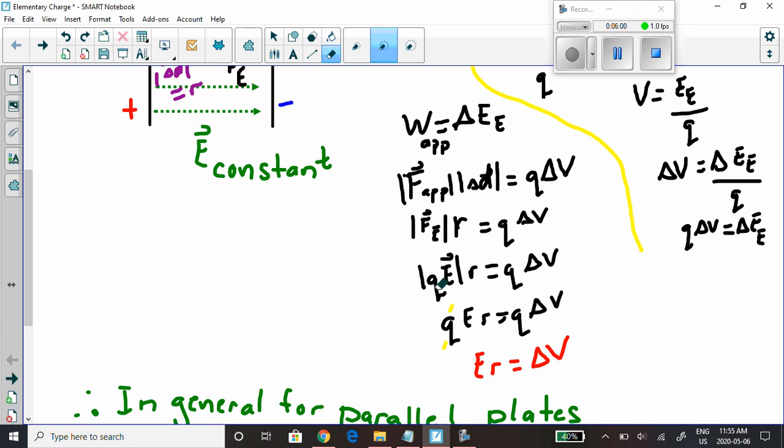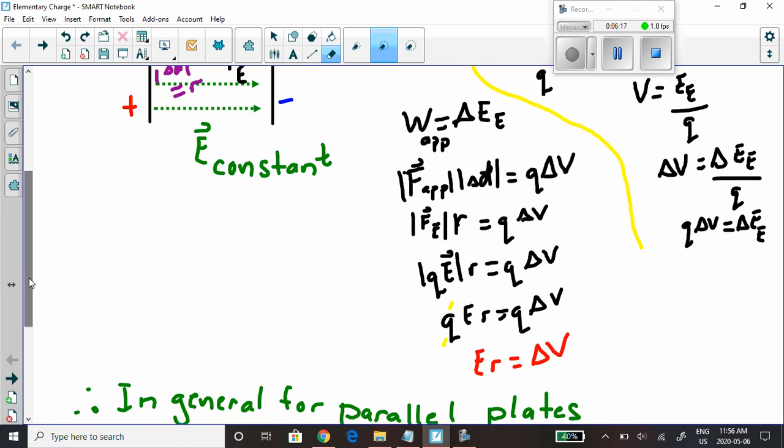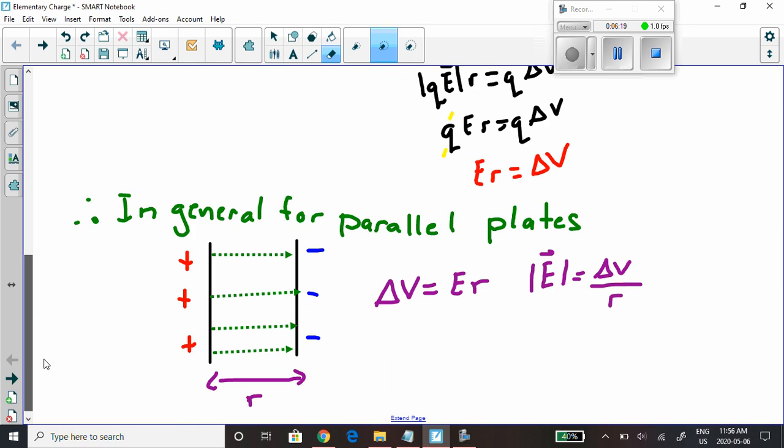I'm going to drop the magnitude signs and I get Q times the electric field magnitude R equals Q times the change in the voltage that the charge experienced as it went through its displacement. And that leaves us with the electric field times R is equal to delta voltage. This is very important, and it's a new general equation we have to have.